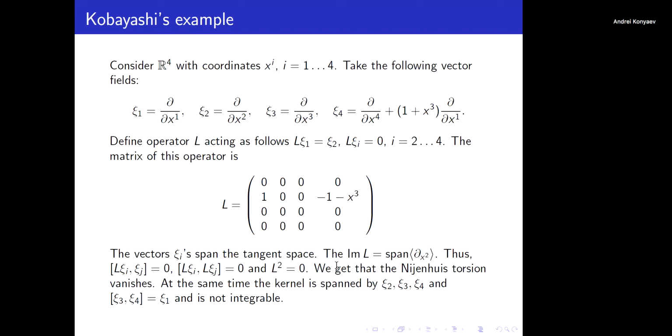And if we look at the kernel, right, because the image has dimension 1 and the kernel has dimension 3, it is spanned by xi2, xi3, xi4. And we see that this kernel is not closed under the commutator, because the commutator of the third and fourth, this is exactly third and fourth, is xi1. So it's bigger. So this is a good example. It shows that the nilpotent case is more complicated.